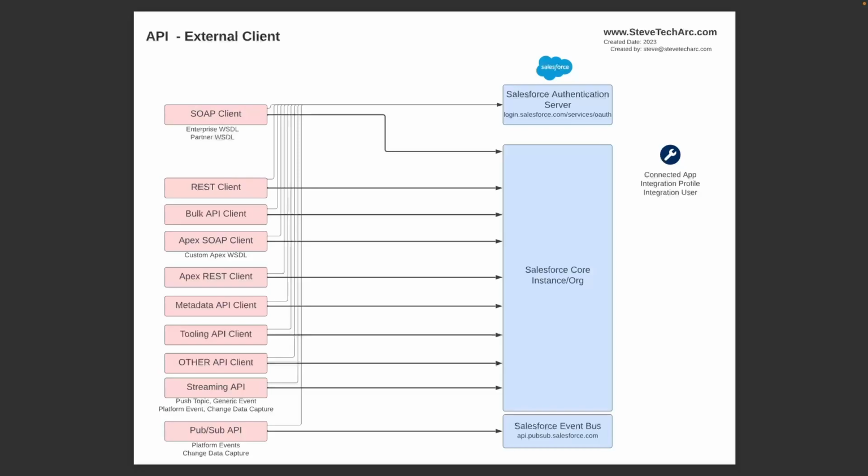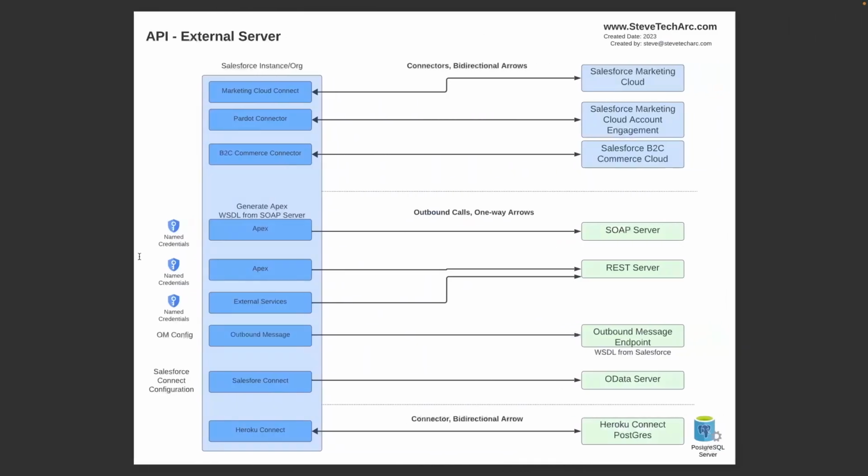Now you'll notice on the lower right side that Salesforce actually now has an external event bus, which has its own endpoint. And if you're calling the new PubSub API for platform events, change data capture, you would hit that API endpoint. And for calling into Salesforce, you most likely need to connect to that integration profile and the integration user. Now we're going to look at APIs and external server, Salesforce making calls out.